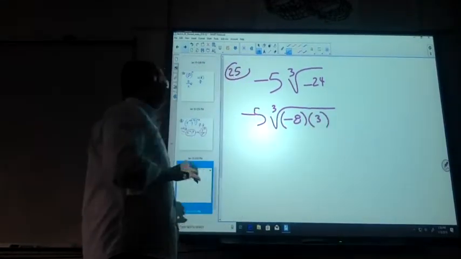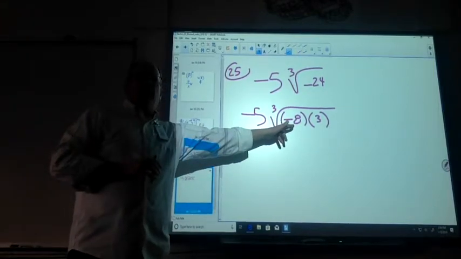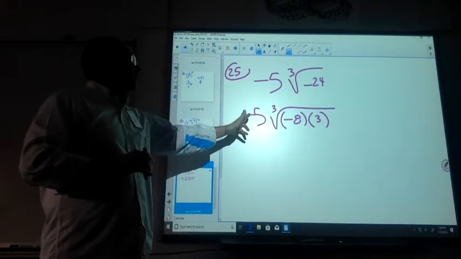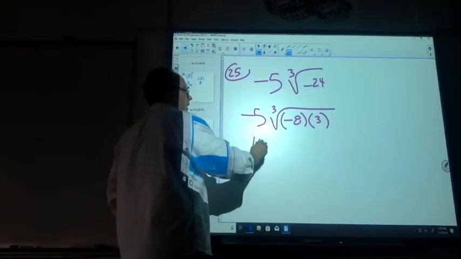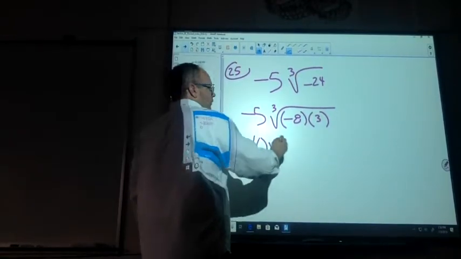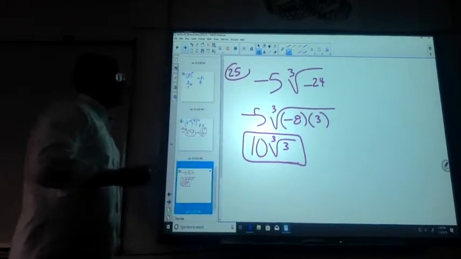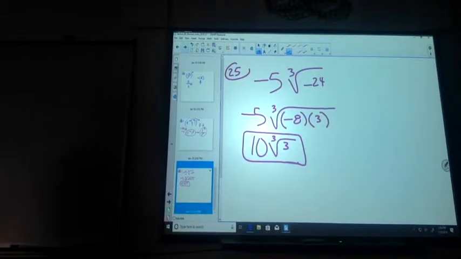Is that okay? What is the third root of negative 8? Negative 2. So I'm bringing a negative 2 outside, multiplying it with the negative 5, so I get 10. And then I'm left with the third root of 3. Yeah. 35.